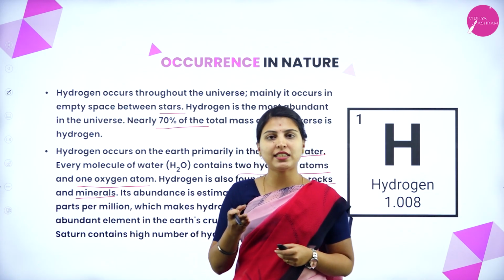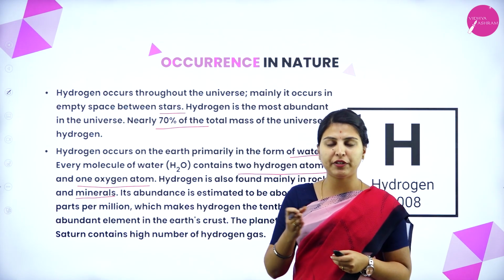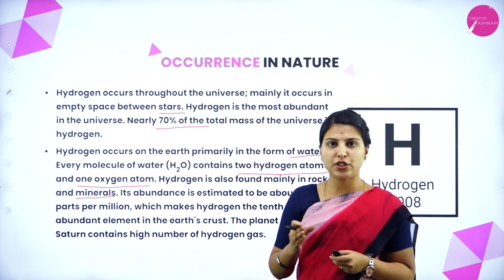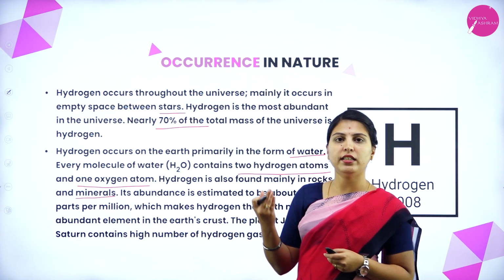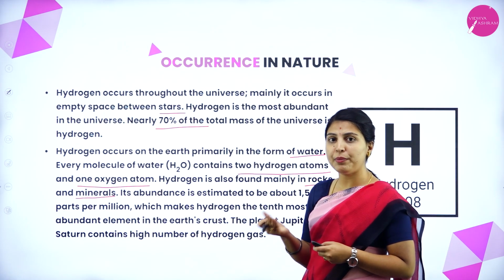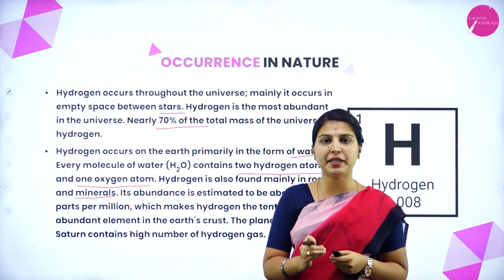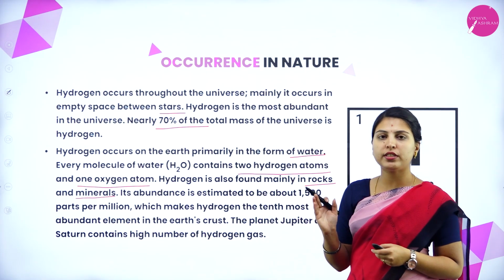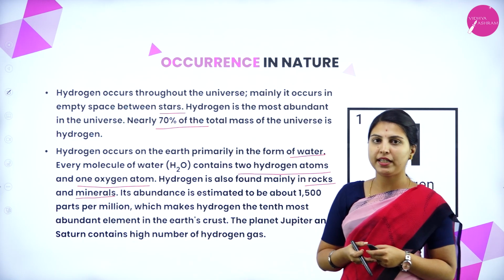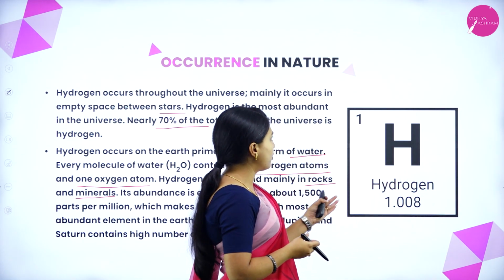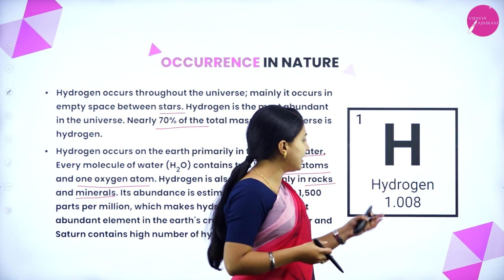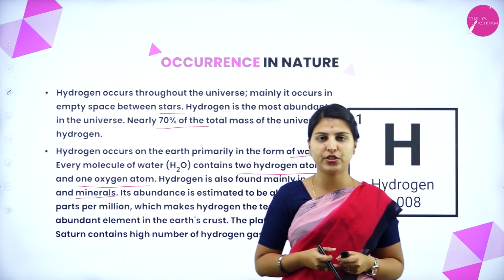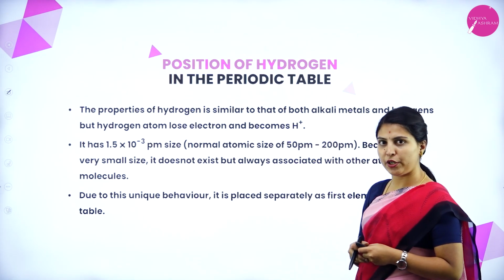So once again, hydrogen is present between the stars, and not only between the stars, inside the earth in the form of water, that is H2O, and it is present in rocks and minerals also, and it is considered the 10th most abundant element in the earth, as well as it is present mostly in the planets Jupiter and Saturn. See here, this is hydrogen, its atomic number is 1 and its mass number is 1.008 and its symbol is capital H.